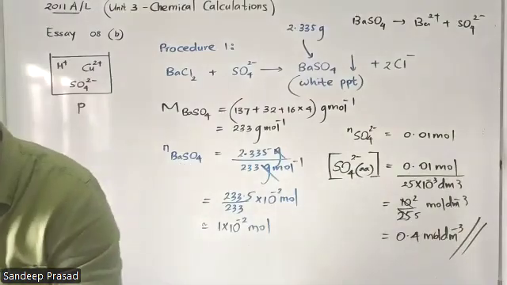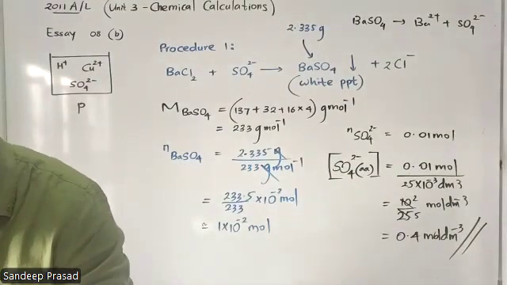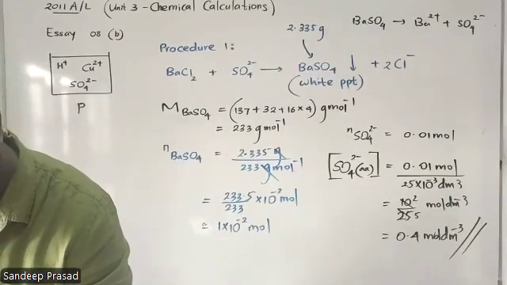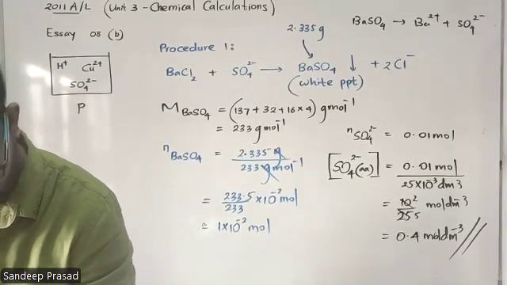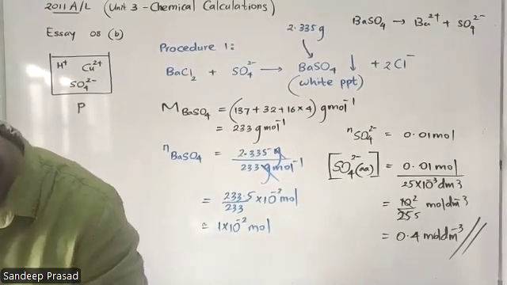Raise your hand those who got the answer like this. 0.4 moles per cubic decimeter. Anyone here? Okay, very good. There are many.